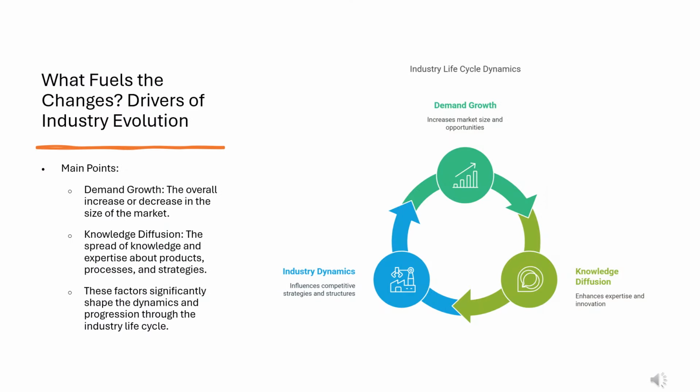This slide explains the primary drivers of industry evolution. Demand growth refers to the overall increase or decrease in the total market size for an industry's products or services. Knowledge diffusion involves the spread of information, expertise, and best practices related to products, production processes, and competitive strategies throughout the industry. These two factors play a significant role in shaping the dynamics of competition and progression of industries through the different stages of the life cycle.